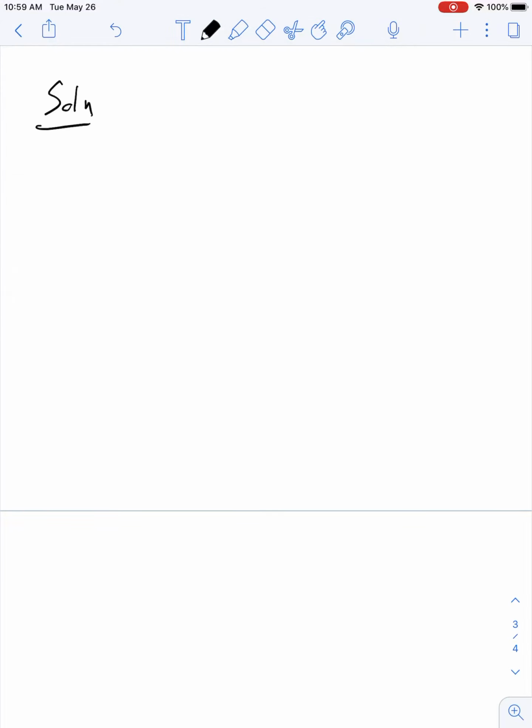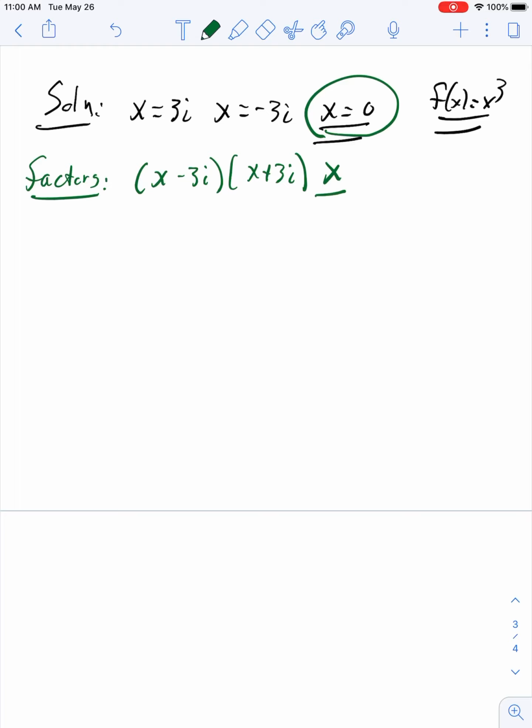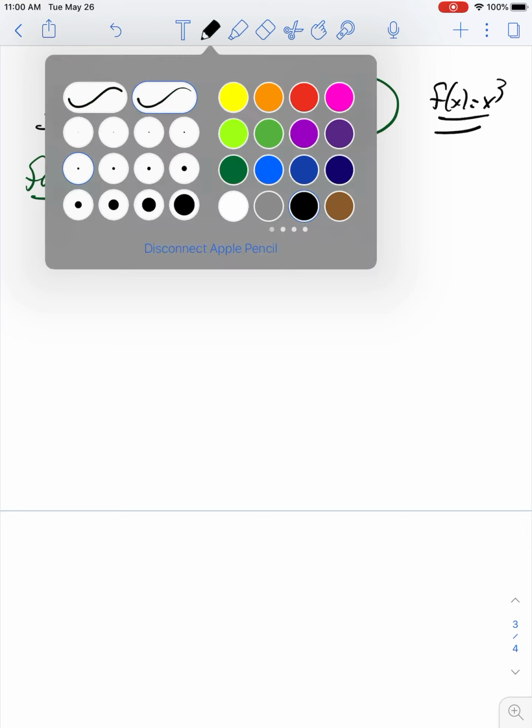Okay, so here are my solutions. x equals 3i, x equals negative 3i, and x equals 0. So this one's going to be interesting, but again, I'm going to have a function of x cubed at the end. All right, so first thing, factors. This would be x minus 3i, x plus 3i. So how do I do a factor of this? It's just an x only.